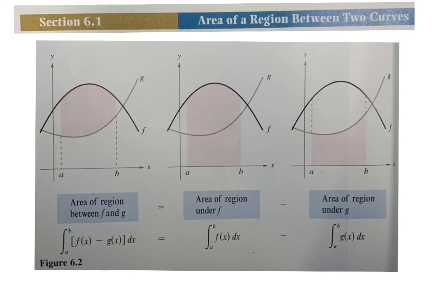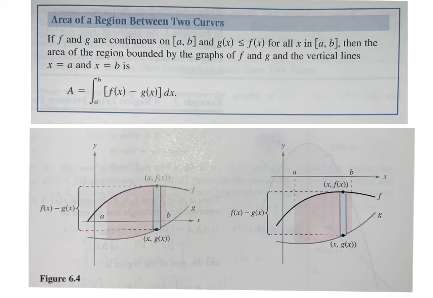All right, and that's actually the formula. If you look at the top of page 413, you get this little formula here. If f and g are continuous on [a, b] and g of x is less than or equal to f of x for all x in [a, b], then the area of the region bounded by the graphs of f and g and the vertical lines x equals a and x equals b is the integration from a to b of f of x minus g of x dx.